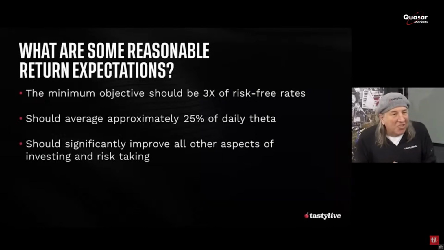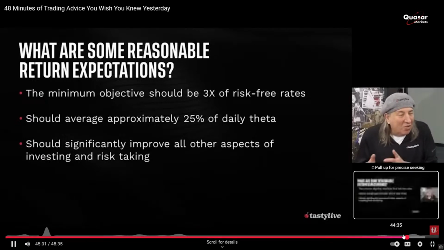So what are some reasonable return expectations? Because everybody asks me this all the time. So on your portfolio, what's your objective? The minimum objective, in my opinion, should be 3 times risk-free rates. Risk-free rates right now are about 5%. You are not going to do all this work for 6% or for 7% or for 8%. In my mind, with the amount of work that it takes, the resources and everything else, your objective doesn't mean you have to hit it, but your objective could be 7x, could be 35%.